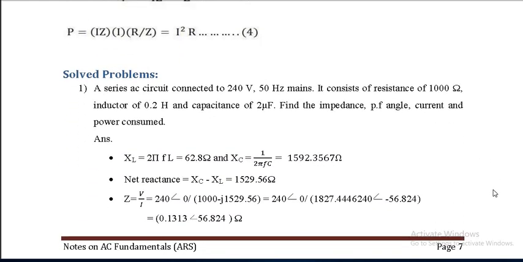Okay, so the very first problem: a series AC circuit connected to 240 volts 50 Hz mains. It consists of a resistance of 1000 ohm, an inductor of 0.2 Henry, and a capacitance of 2 microfarad. Find the impedance, power factor angle, current, and power consumed. Okay, so very first thing, as I already said, whenever you have an RLC problem, the very first thing you have to find out is which reactance is dominant. To find out which reactance is dominant, let us find out the reactances first.